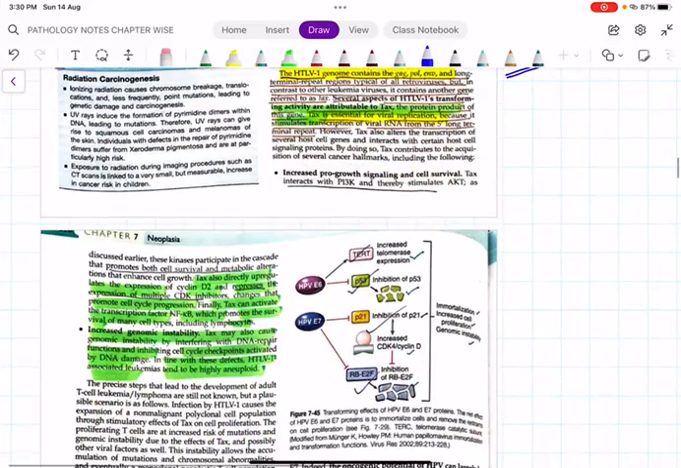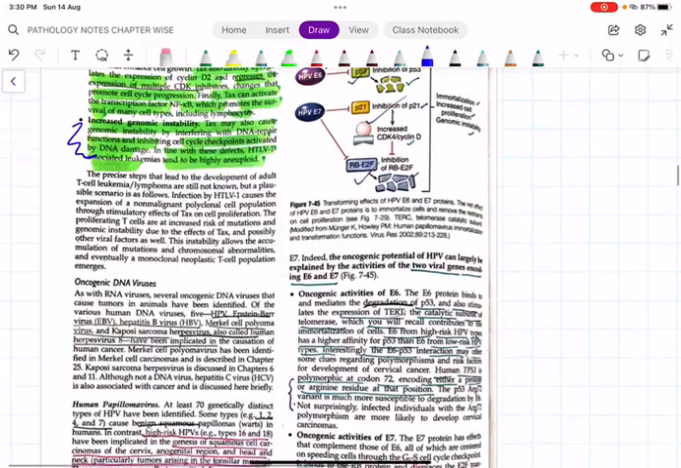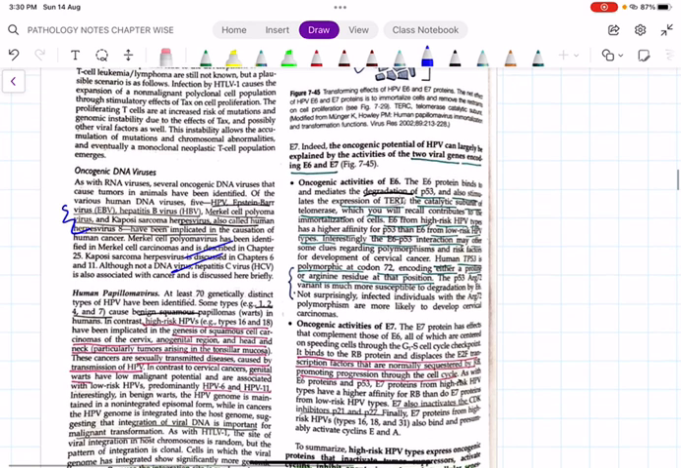Then it uses two pathways. One is the increased pro-growth signaling via the PI3K AKT signaling pathway via the TAX gene, and it also causes increased genomic instability. Then oncogenic DNA viruses: we have hepatitis B, Epstein-Barr, Kaposi sarcoma. Our HTLV-1 is an RNA virus.